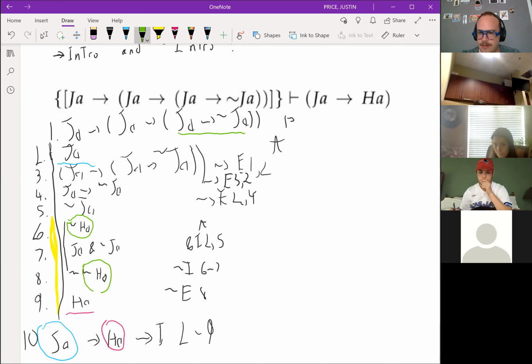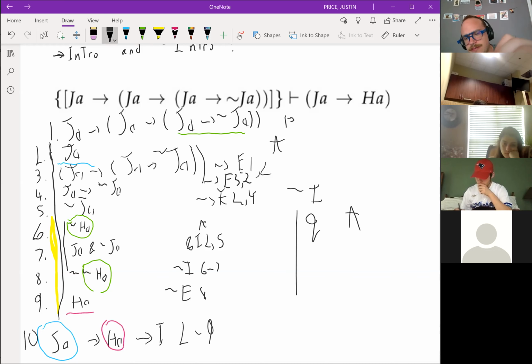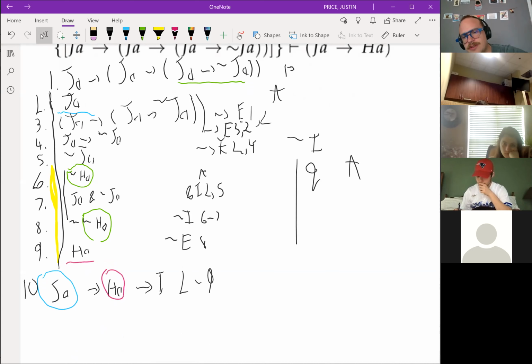Okay. I'm still confused about why we negated HA. So let me write down the schema for negation introduction. It allows you to assume Q, and once you get a contradiction, or assume P, whatever order you want to do the expression of variables, it allows you to add a negation to that.